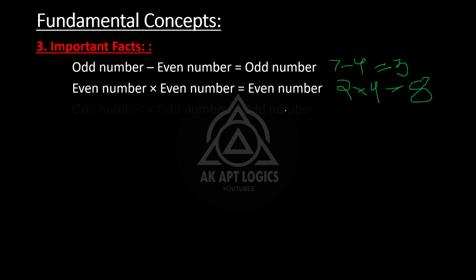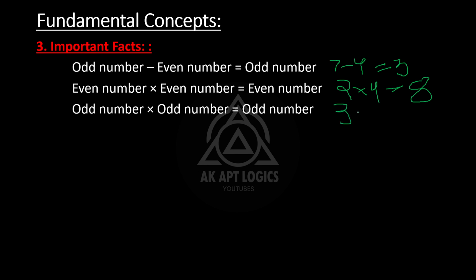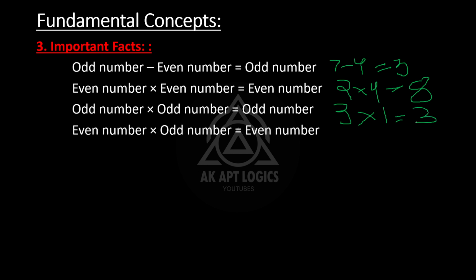Okay, 8. Next, odd into odd number is equal to odd number. For example, 3 into 1 equals 3. 3 is an odd number, 1 is an odd number, and the result 3 is also an odd number. Next, even into odd is equal to even number. Even number 2 into odd number 3, the result 6 is an even number.